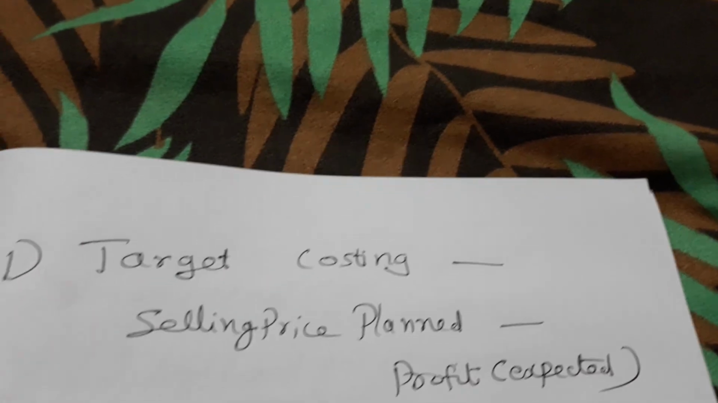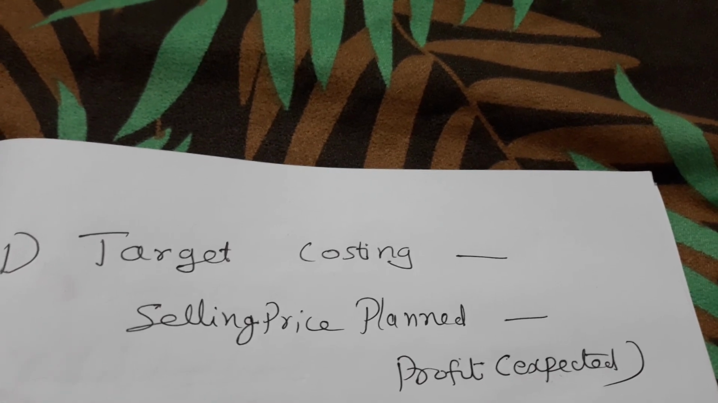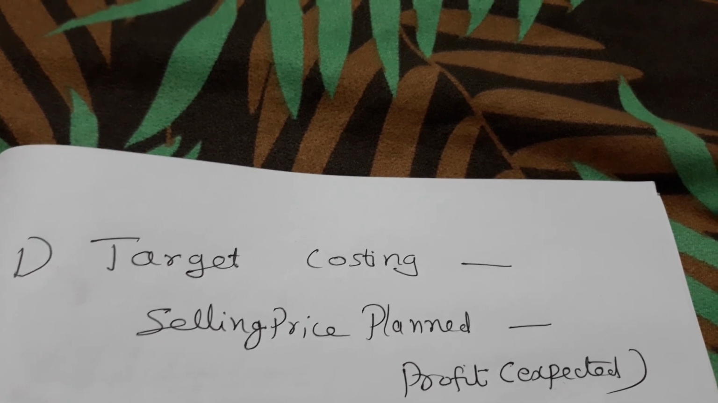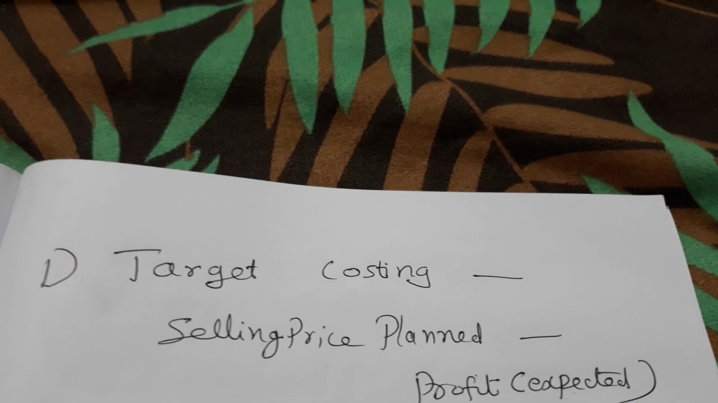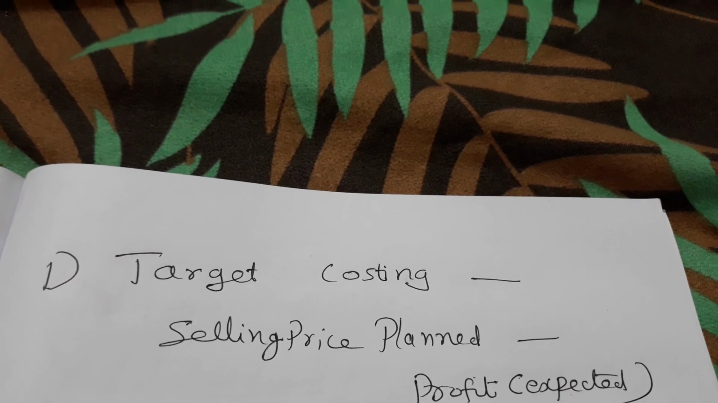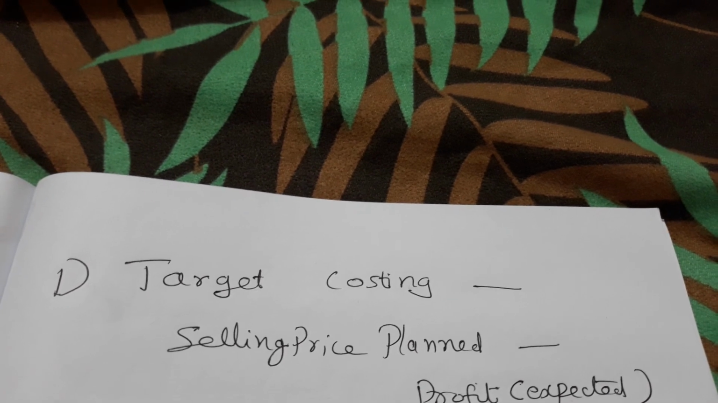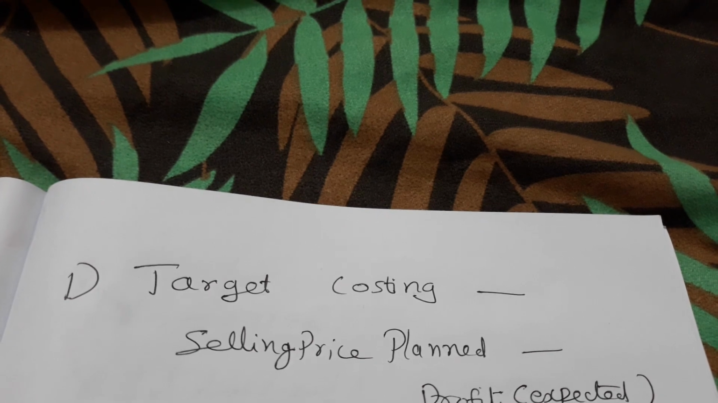So target cost formula can be like selling price planned minus profit expected. So selling price minus profit is the cost associated. This should be kept at the minimum or the value that we have assumed right at the beginning.